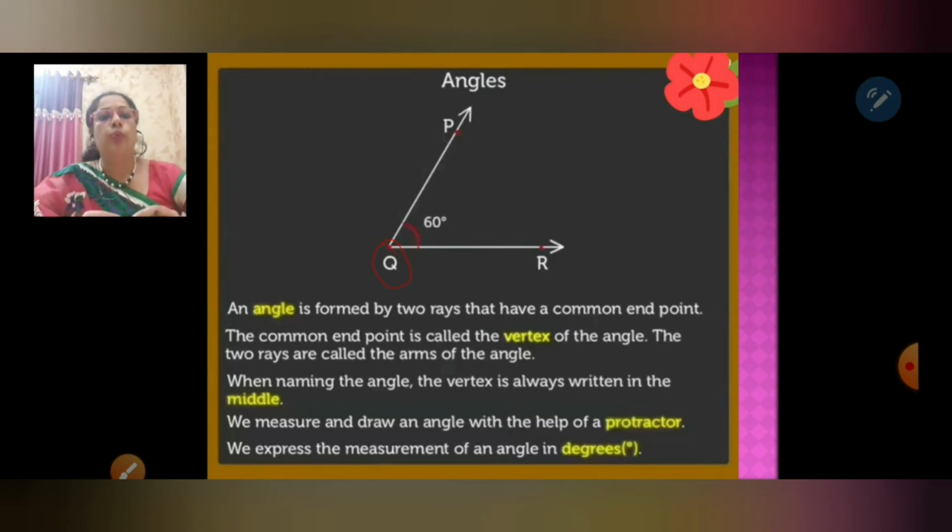So you have to remember, children, that vertex always comes in between when we are naming the angles. We measure and draw an angle with the help of a protractor. So we use a mathematical instrument. This is a protractor which we use to measure the angles, and we express the measurement of an angle in degrees. For example, the angle given on your screen is 60 degree. The measure of the angle is 60 degree.